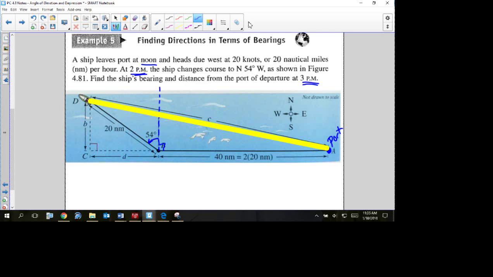The ship's bearing, or is it asking for the ship's bearing to the port? Now I forget what it was. Oh, yeah. Okay, it's asking what I thought. It's asking for the bearing, and we can see from our picture, is the bearing going to be north or south to get to B? It's going to be north first, the bearing is going to be north, and then after north, it's going to be which direction?